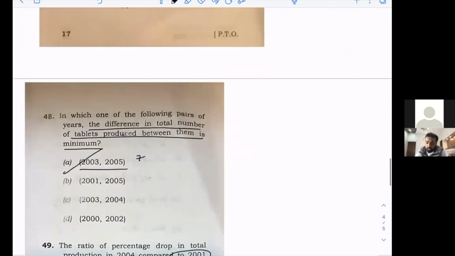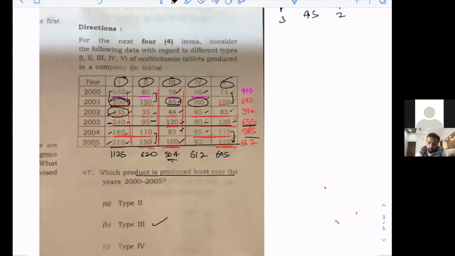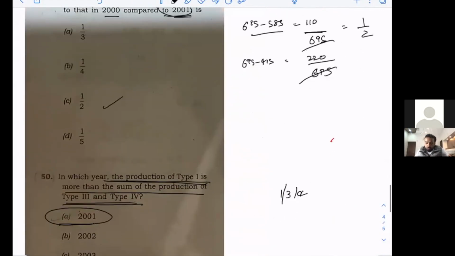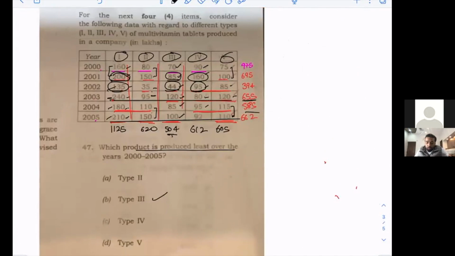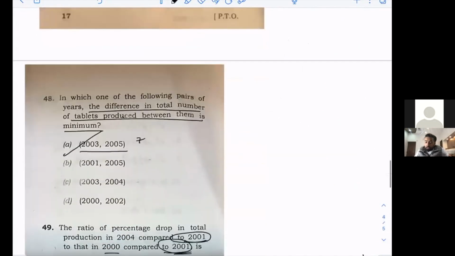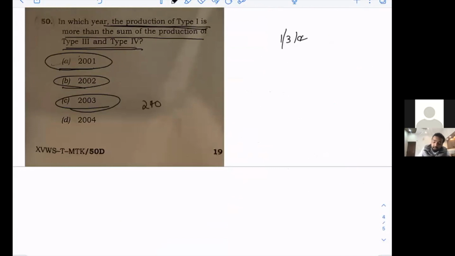सेकेंड ऑप्शन लिया हमने 2002. 2002 में 135, 44 plus 95. So 135 is still less than this number because हम 40 ऐड करते हैं 135 हो जाता है, ये तो इक्वली हो जाता है, मोर देन दैट हो जाता है. 2003 में गए 1, 3 and 4 को कंपेयर करना है. 2003 में गए 240, 120 plus 80. So 240 is greater than 120 plus 80. That justifies the question. The first type of production is more than the third and fourth type of production. So answer is 2003. And that is your 10 questions done.